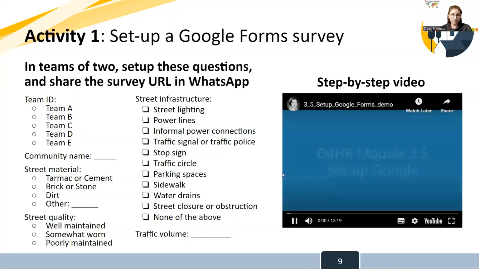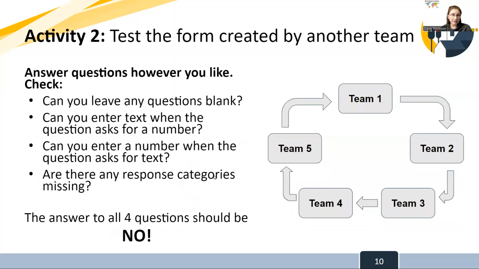Once they have programmed Google Forms, the next activity will be for the teams to go to the form of another team using the link and actually try testing the form itself, like entering some data. The data doesn't have to be accurate data. It doesn't even have to be sensible data. In fact, you want to encourage the teams to try to enter things that they shouldn't be able to in the questionnaire, just to see if the questionnaire has been well programmed.